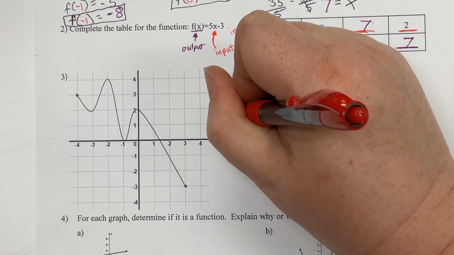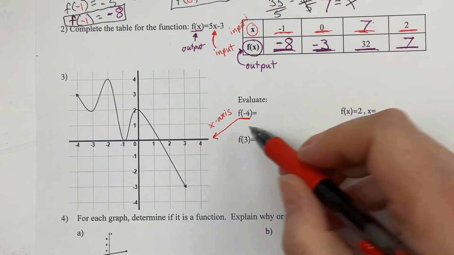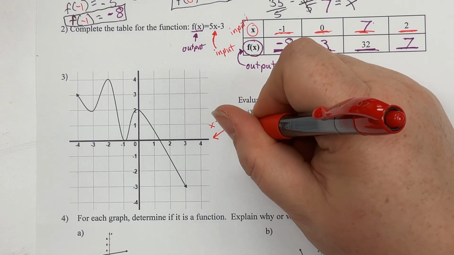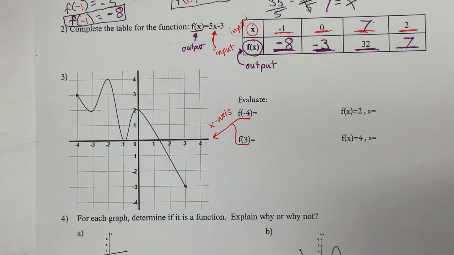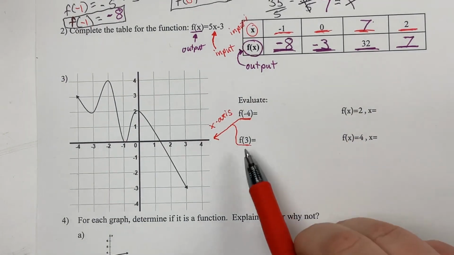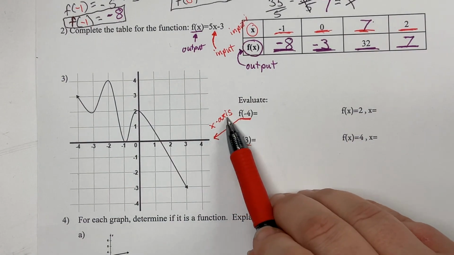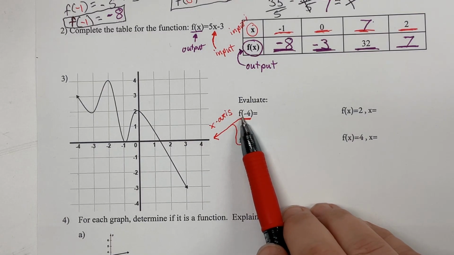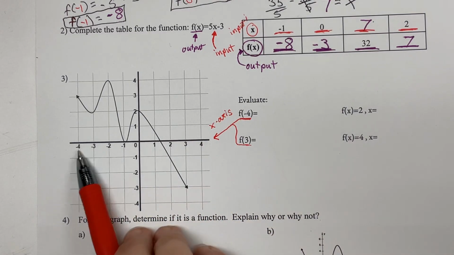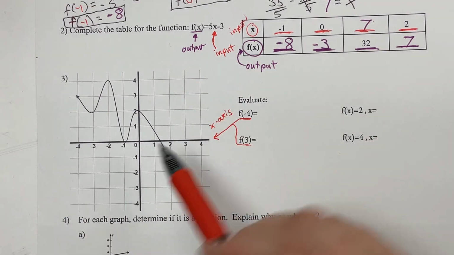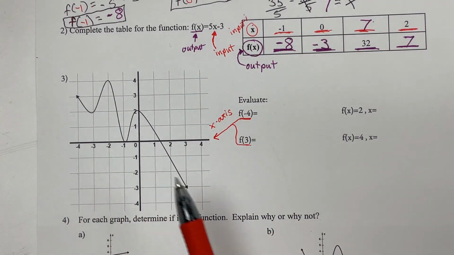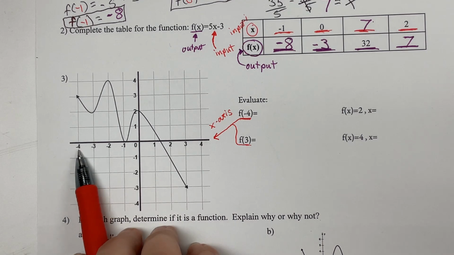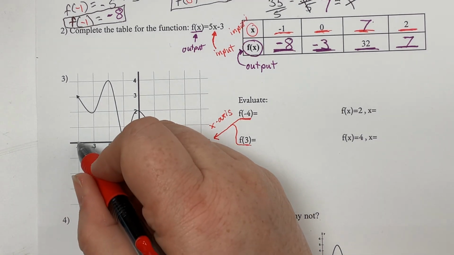X-axis, x-axis. These are both looking at the x-axis. Okay, so let's look first for -4. Where is -4 here? Not here, just on the x-axis. Okay, here's my -4, right here.